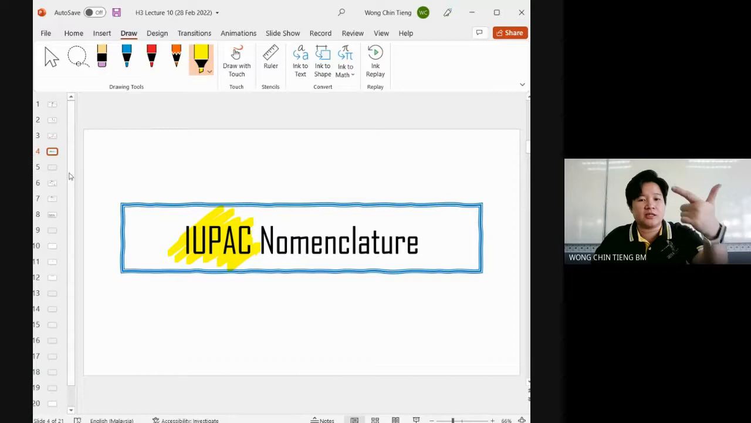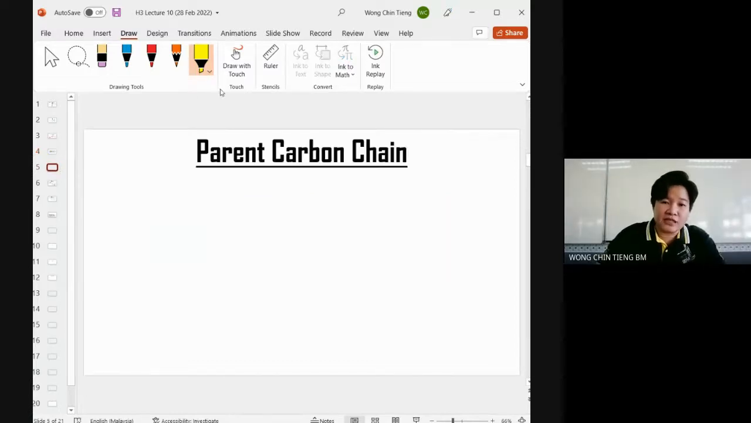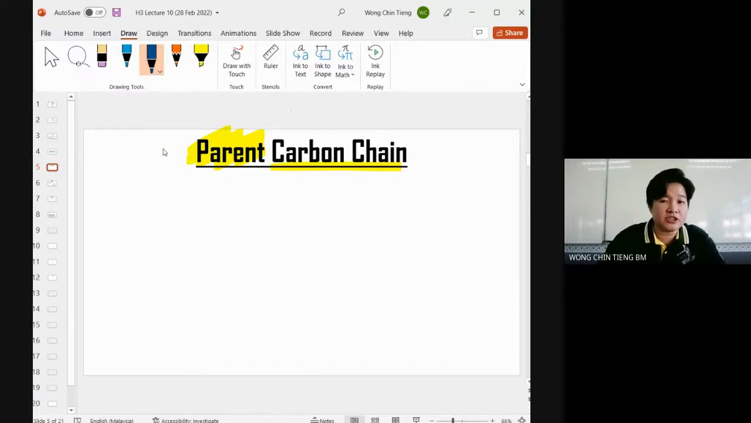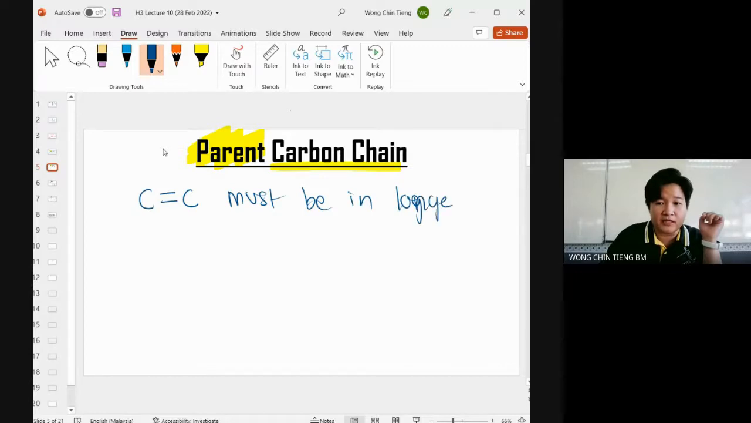Okay, so naming is the same. We need to find the parent chain first. We need to find the longest parent chain, but the parent chain over here will be much easier compared to alkane. The more you learn naming, the easier it becomes because it is more guided due to the presence of a functional group. In your alkene, you have the functional group of your carbon-carbon double bond. So for the parent chain, your carbon-carbon double bond must be in the longest chain. Alright, must be in the longest carbon chain.